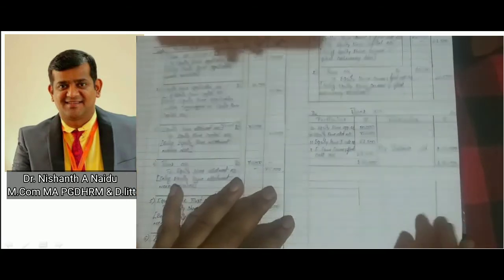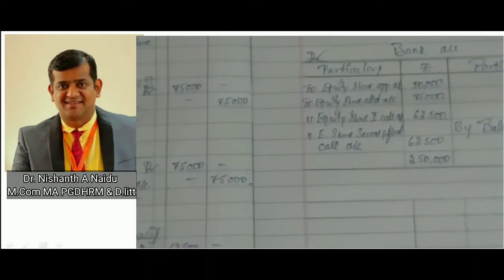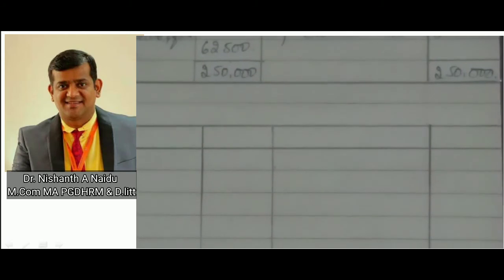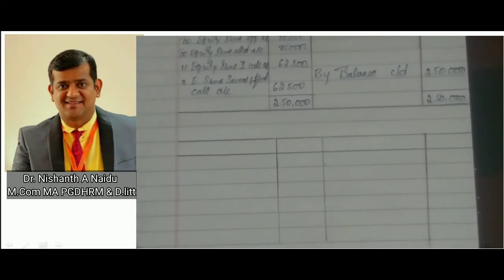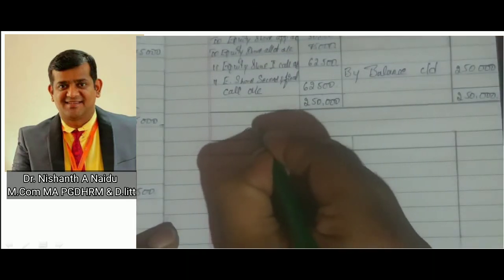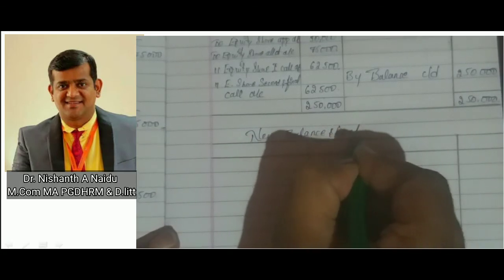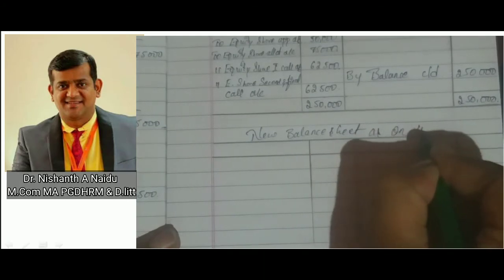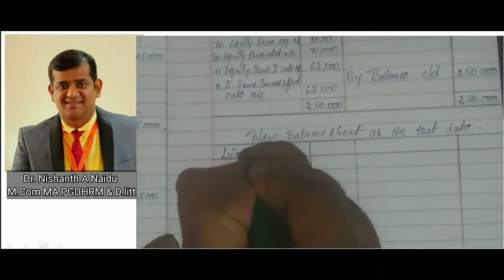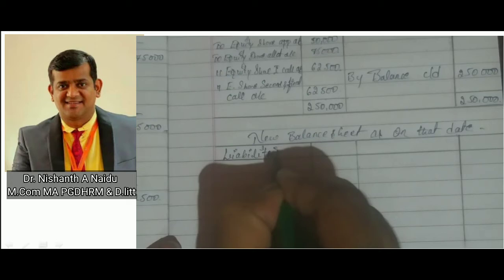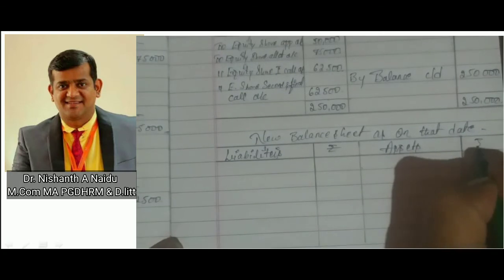For this I will zoom in so that you can see clearly what I'm doing. Okay. Yeah, this much is sufficient, right? New balance sheet as on that date. So you write like this. Then we have the liabilities column, then we have the rupees column, then we have the assets column, then we have the rupees column.